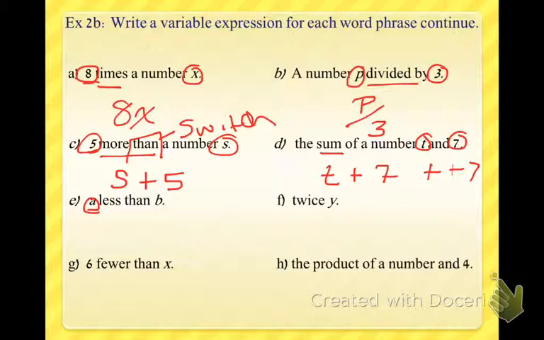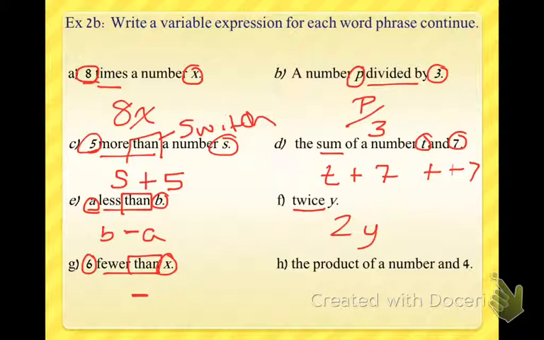E. I have a is less than b. Again, it's a minus sign, and because of the "than," you switch it, so it'd be b minus a. F, twice y. Twice means 2, so it would be 2 times y, which would be 2y. G, 6 fewer than x. You have a minus sign because it's fewer than, and you switch them again, so x would go first and 6 would go second.